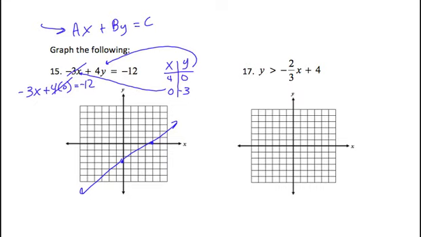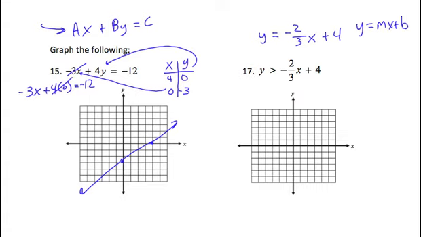Okay? Question 17, we're asked to graph now this linear inequality. Well, the first thing we need to do is find some points on this thing as if it was an equality, or we had an equal sign in it. So this is where we're going to find our points. This y equals negative 2/3 x plus 4. You'll notice this is in slope-intercept form: y equals mx plus b.